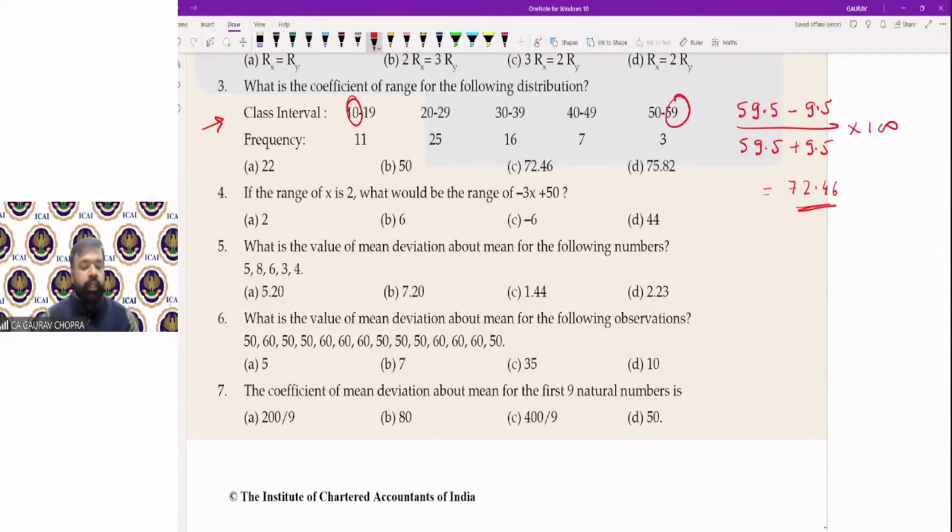Fourth one. The range of x is 2. What would be the range of minus 3x plus 50? So we can say that y is equal to minus 3x plus 50. Now we have to calculate the range of y. So mod of b into range of x. So 3 into 2 gives 6. So range of y is equal to 6.